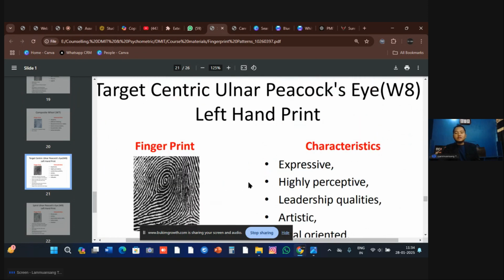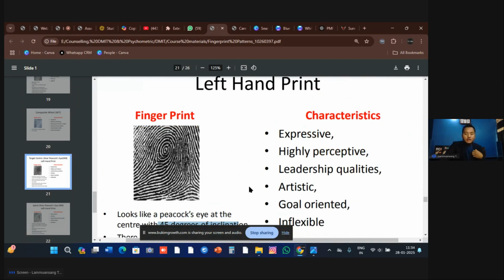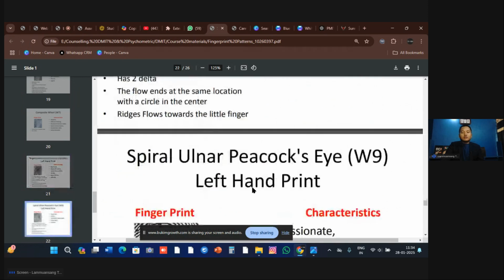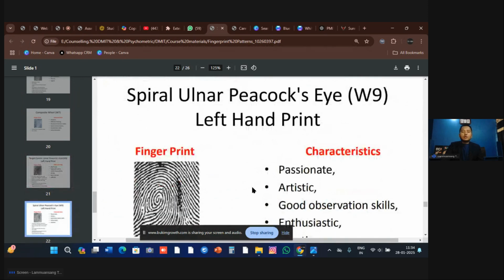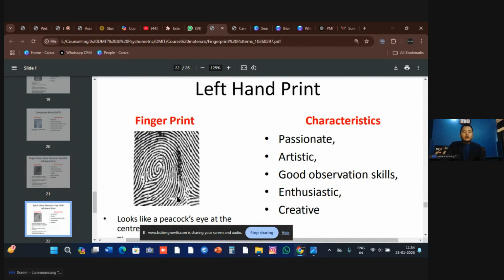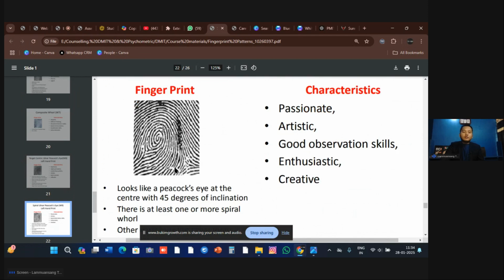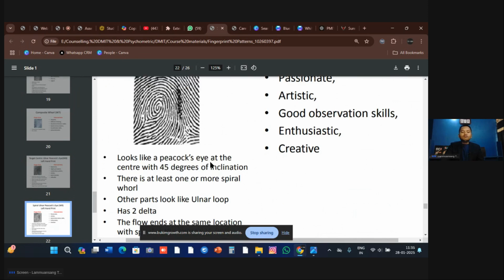These are excessive, highly perceptive, leadership quality, artistic, goal oriented, and inflexible. And on the other hand, W9 is still the same. Tri radius is here on the right, but the difference is like W1 and W2. W1 is a complete circle, right? And W2 is spiral. This one is spiral, okay?